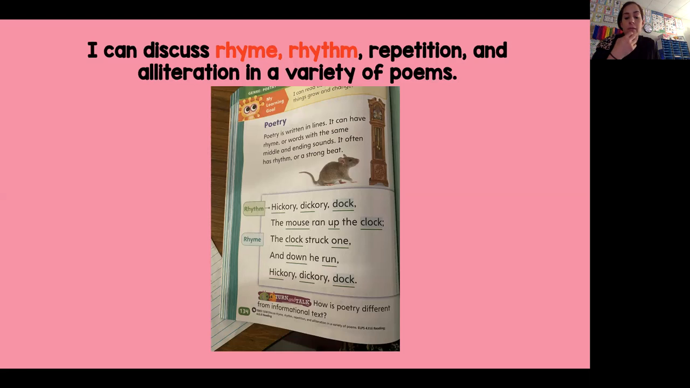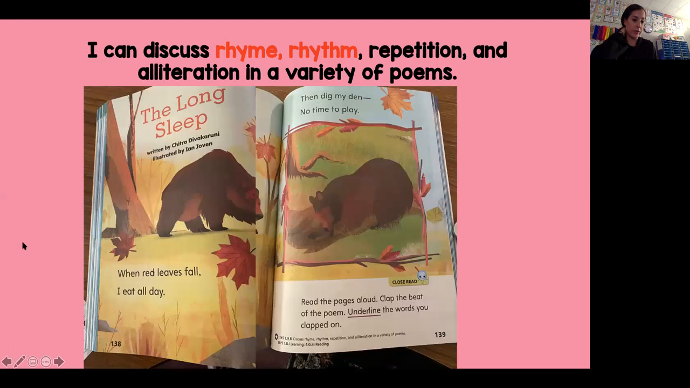We notice some rhyming words. What else do you notice? Good, that it kind of has a beat to it. It kind of has rhythm to it. So this poem here has rhythm and rhyme. We're going to look at another one together. And this one is called The Long Sleep. We're going to read this, and I'm going to read it with rhythm, and then we're going to identify the words that are rhyming in this poem. Because remember, poetry has rhyming words. Not all the time, but most of the time when we do read poems, we can find some rhyming words in there, okay? The Long Sleep.